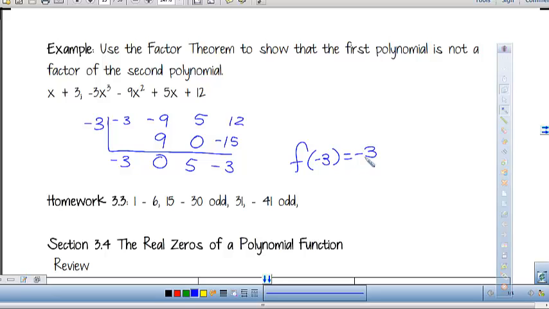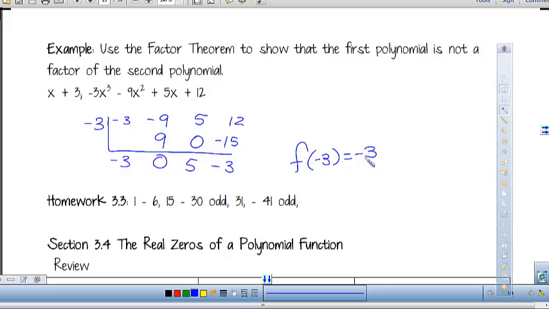Yes? So we couldn't just go ahead and plug in -3? You want us to use the synthetic division? Right, because that's what we're talking about right now. Okay, I mean, yeah, we could have done that. That would be one way, but I want us to understand how we're using synthetic division and the factor theorem to get to that point.